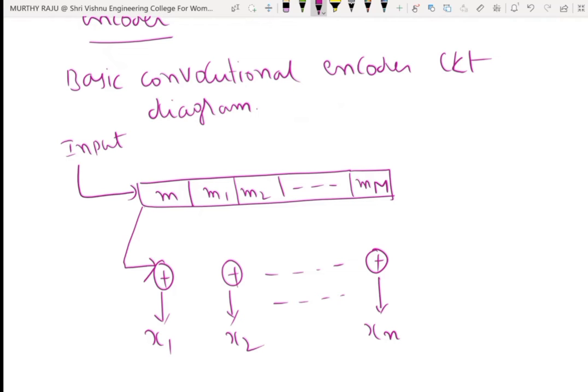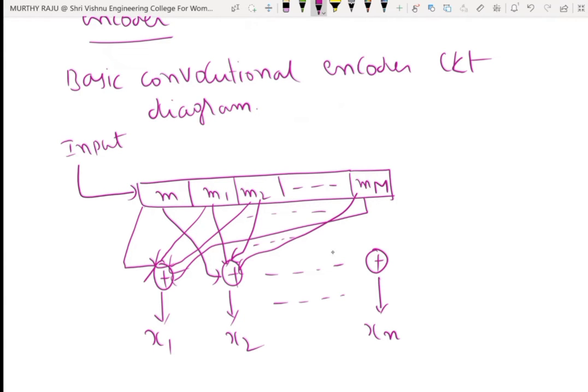M is connected, M1 is also connected, M2 is connected, Mm is also connected. Similarly, M is connected for the second modulo 2 adder, M1, M2, and so on. For the last one, from M a connection is there, M1 is also connected, M2 is also connected, up to the last Mm.